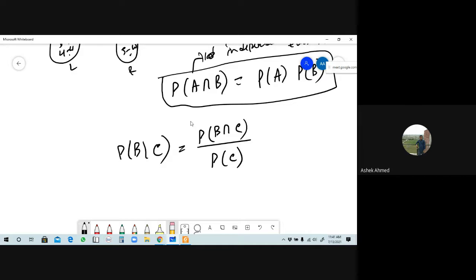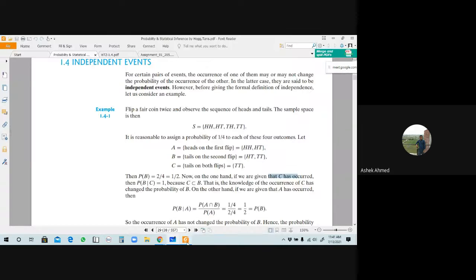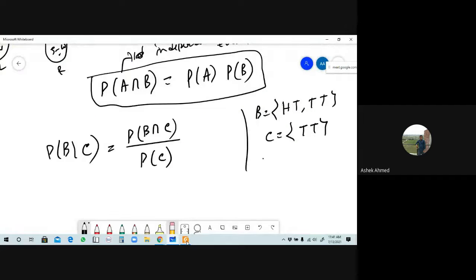Okay. But in our problem, B represents tail on second flip, that means HT and TT. C means both flips will be tail here. Okay, tail on both flips. That means TT. Is it right? Response me. Yes, sir. From here, tell me if you intersect B and C, the result will be only TT. Is it right? Response করো ঠিক আছে কিনা?